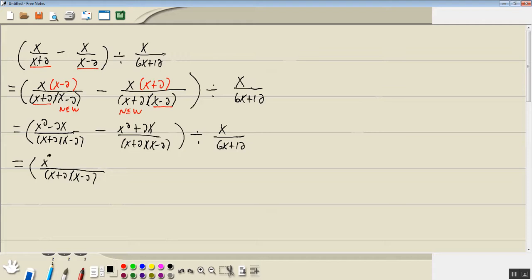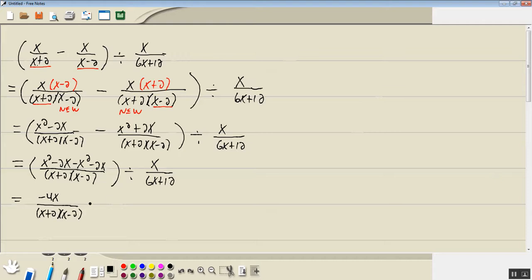So we got x squared minus 2x. Remember, a negative in front of your fraction flips the sign of everything on top. So the x squared becomes a negative x squared. The 2x becomes a negative 2x. Divided by x over 6x plus 12. Now the x squared minus x squared cancels. Negative 2x is negative 4x over x plus 2, x minus 2.